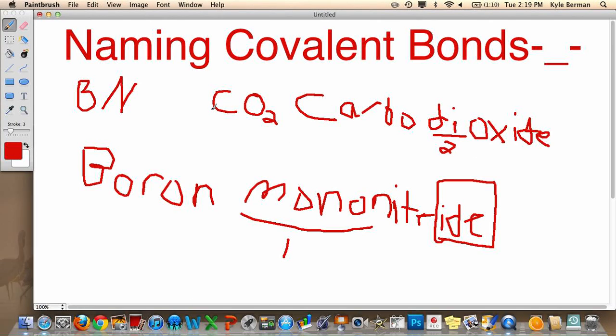And as we said before, there's only one carbon in this, so you only write carbon, but you don't write mono. And that's how you name covalent bonds.